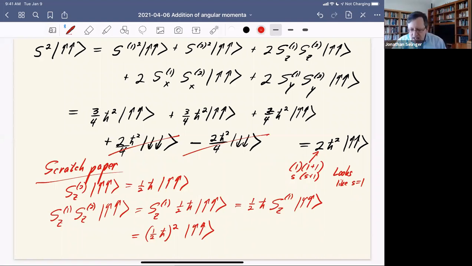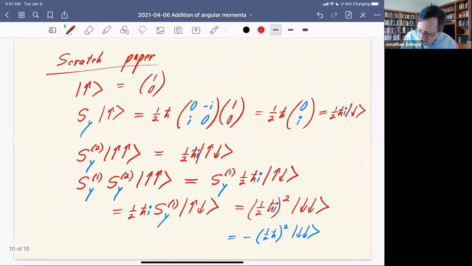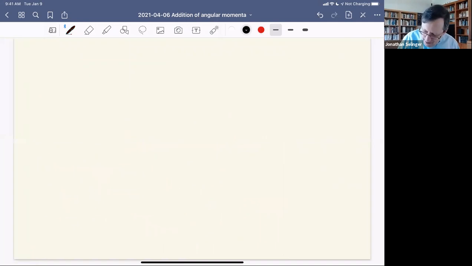Let's keep going now and see what happens with the other states. So this is S squared acting on up, up. All right. So have I convinced you, by the way, on this thing? You're sort of good with that, all right? Here, I'll tell you that by the same argument.